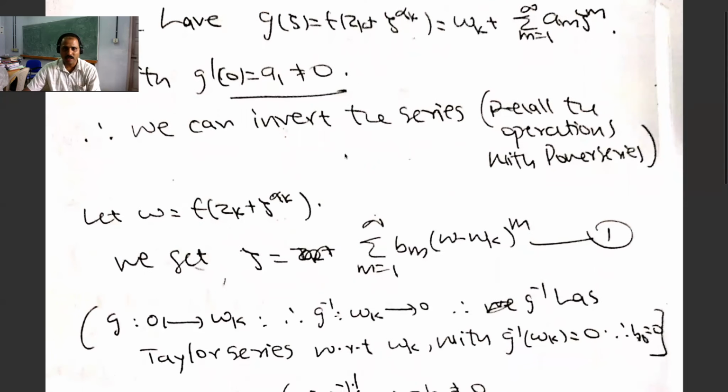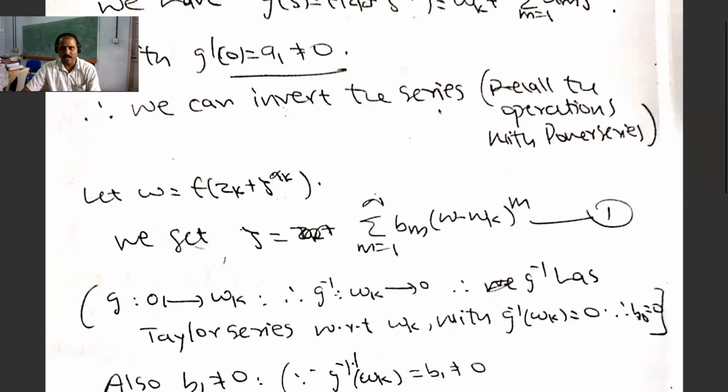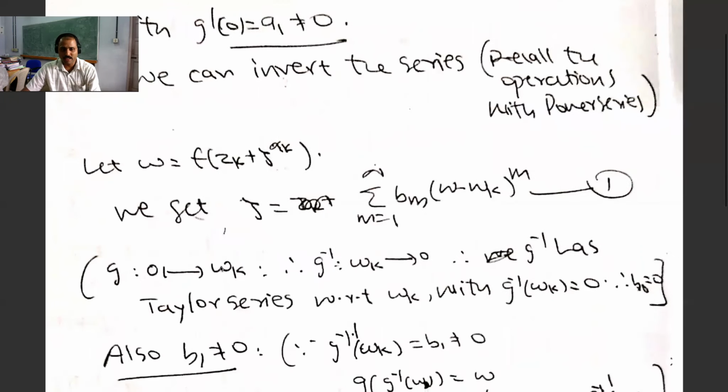So you can write omega equal to F of z_k plus zeta to the power alpha_k. Then theta is equal to a summation; by inverting, you will get something like this. G maps 0 to omega_k, this is something we know. Therefore G inverse maps omega_k to 0. So G inverse has a Taylor series with respect to omega_k. The first coefficient will be 0 because G inverse at omega_k is 0. Therefore b_0 will be 0. That's why you have the inverse Taylor series expansion starting from m equal to 1 to infinity.